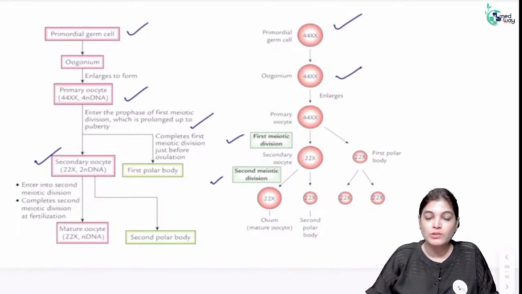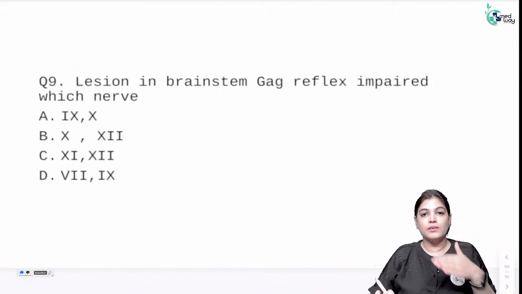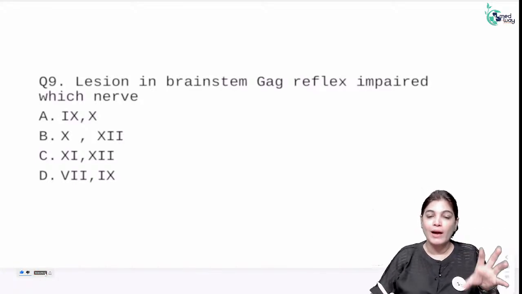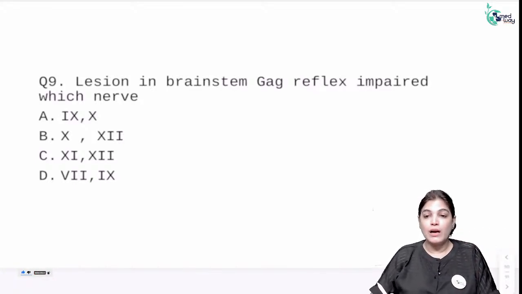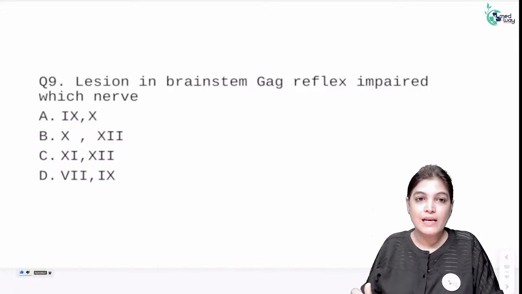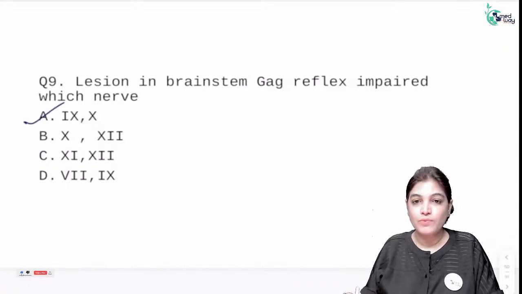Okay, let's move on to the next MCQ. Now, this is a question where the gag reflex has been asked. Gag reflex components. It's very important that for important reflexes, you know the afferent and efferent components. The combinations of nerves given are: 9th cranial nerve, the 10th cranial nerve, the 10th and 12th, 11th, 12th, 7th and 9th. We have to choose the most correct combination of nerves involved in the gag reflex. So the right answer will be the glossopharyngeal nerve and the vagus nerve.